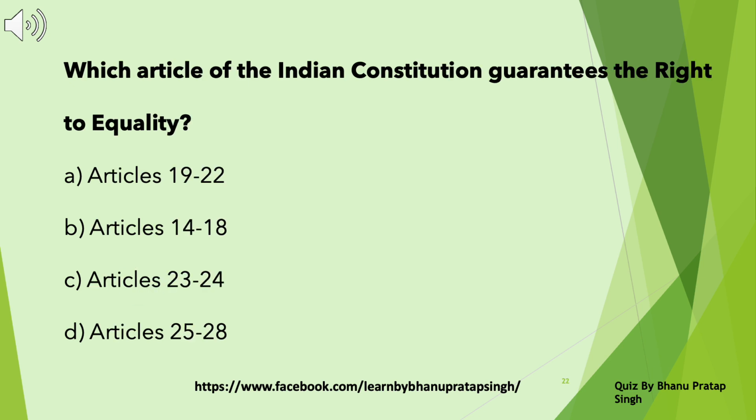Which article of the Indian Constitution guarantees the right to equality? A. Articles 19 to 22. B. Articles 14 to 18. C. Articles 23 to 24. D. Articles 25 to 28. Choose the correct answer. Answer B. Articles 14 to 18.